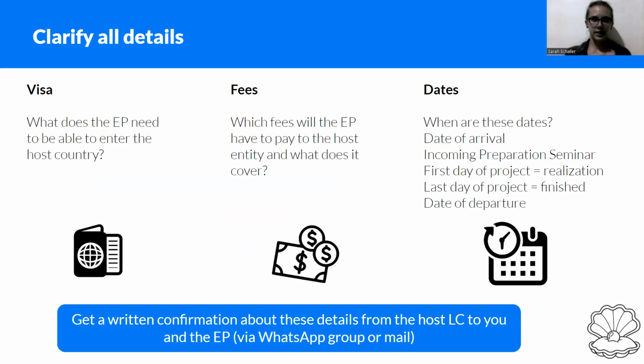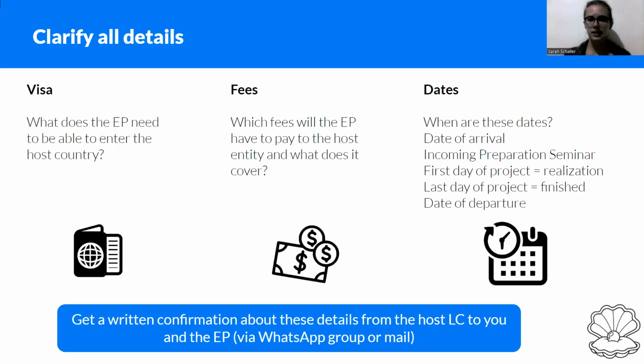Then to clarify all details, what do we need? We need visa details or like information about how to enter the country. So even if it's within East Africa, no visa is needed. Please still make sure that the EP knows if they need a passport, if they need whatever kind of vaccinations and all of that, yeah, that is important. And all of this should be communicated. The fees, what exactly will the EP have to pay over there and in which currency? And what exactly will it cover?